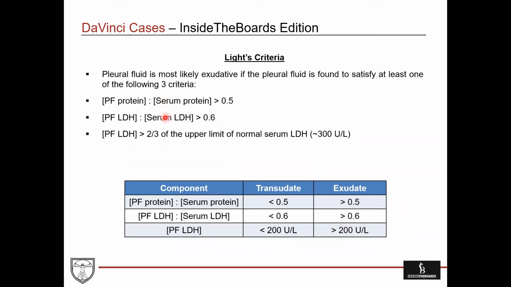And then if neither of those is satisfied, you look at the pleural fluid LDH concentration and compare it to the upper limit of normal serum LDH, which is approximately 300. So two-thirds of that would be 200. If it's greater than 200, then you have satisfied Light's criteria. And again, if you don't satisfy any of these, then it's more likely to be a transudate.